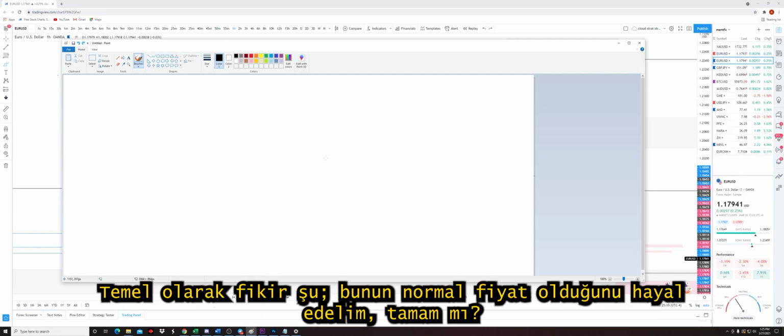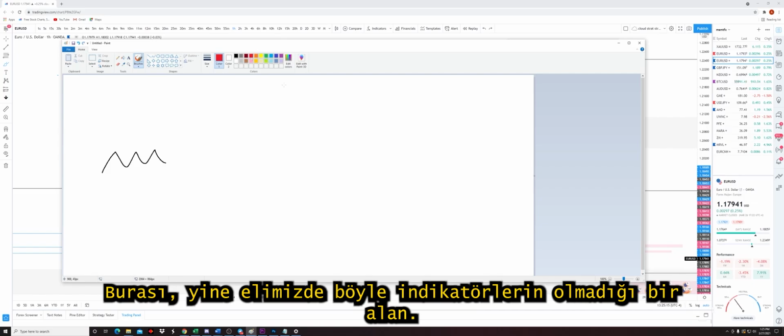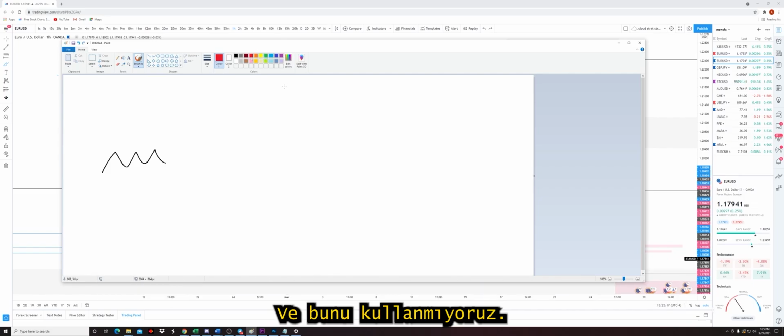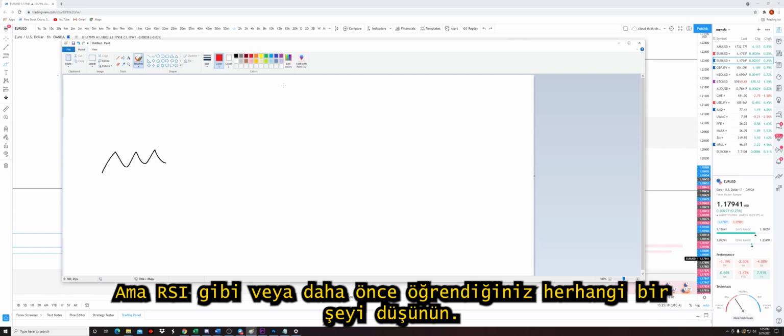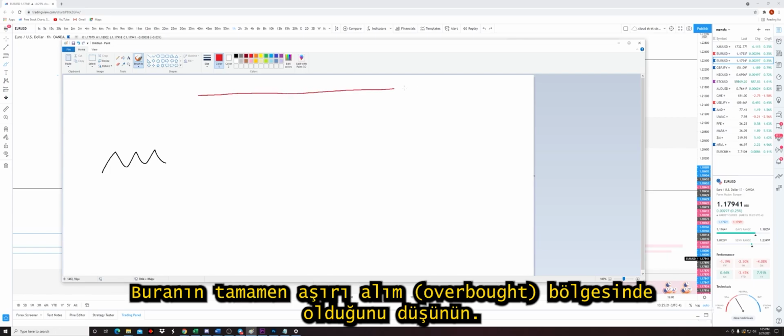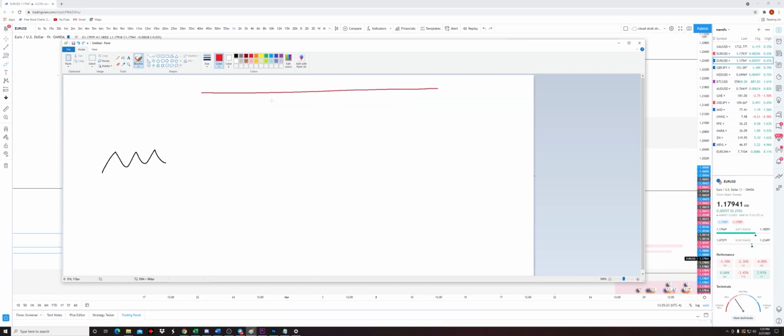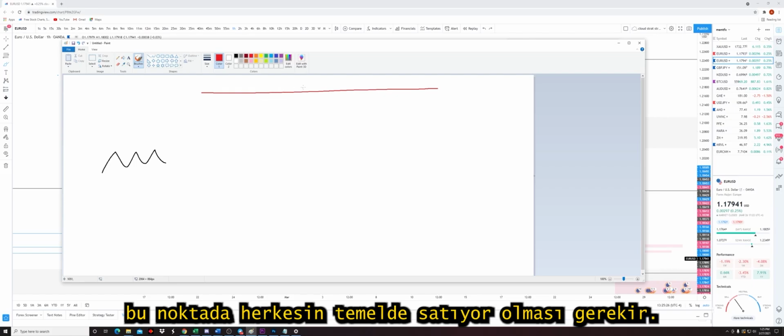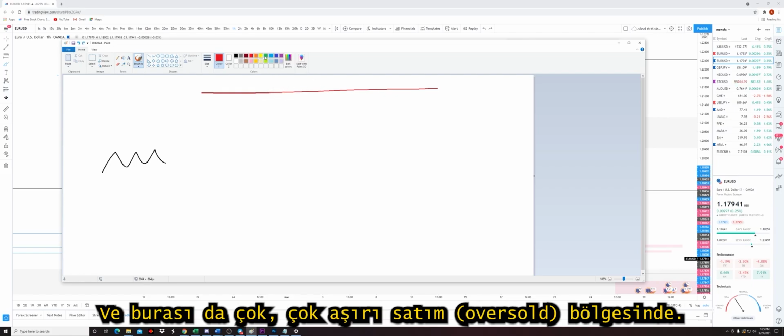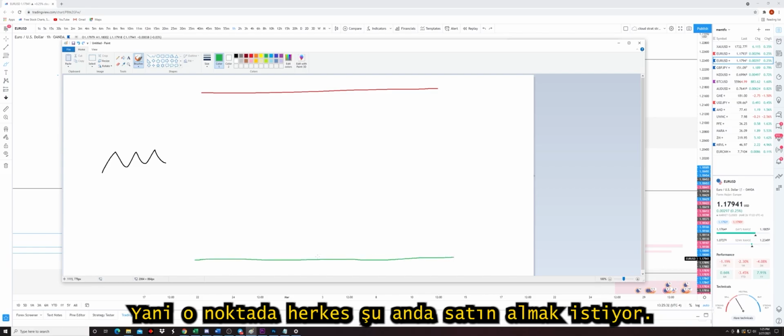So basically, the idea is, let's imagine this is normal price, right? This is an area where, again, we don't actually have indicators like this, and we're not using this, but consider like an RSI or anything of that, like you've learned before. Consider that this is completely overbought, right? So it's just so bought up that at this point, everyone should be basically selling, and this point here is very, very oversold, right? So at that point, everyone wants to be buying, right?